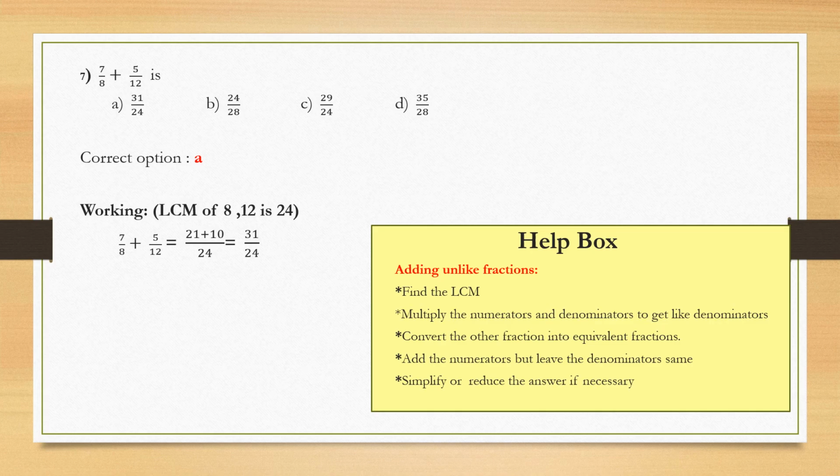Okay, check the options. A, 31 upon 24. B, 24 upon 28. C, 29 upon 24. And D, 35 upon 28. Okay, so after working, you will come to the correct answer, which is 31 upon 24. So your correct option is A.